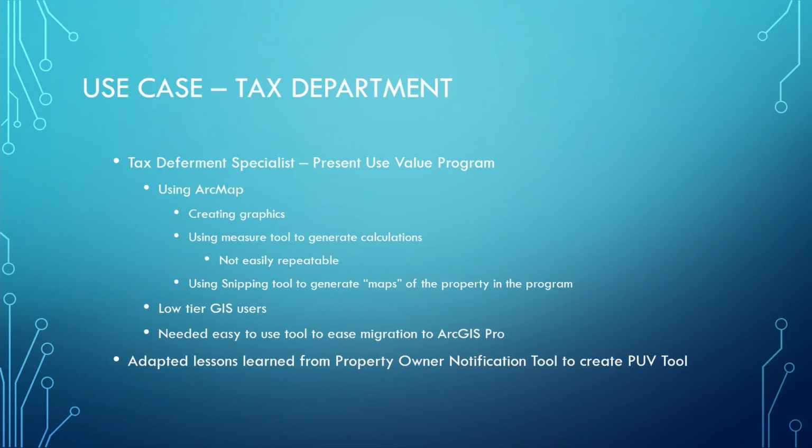If you think about that, an individual that's doing a measurement kind of thing, if they go back to do that same process a second time, they're likely to not get the same answer. If another individual in the department tries to do the same calculation on the same property using this method, again, likely not to get the same answer. Again, they're not doing any editing, they're just doing graphics and that kind of thing. So again, it's not easy to measure, and not easily repeatable. Then a lot of times they're using the snipping tool to generate their map that they would put in their file and that kind of thing.